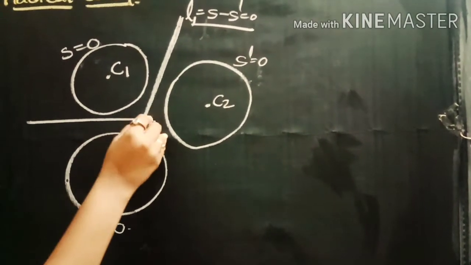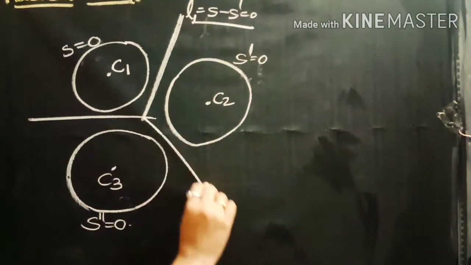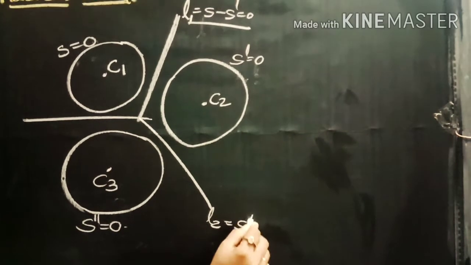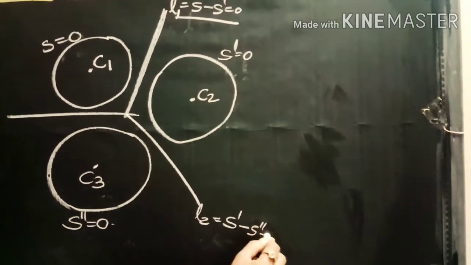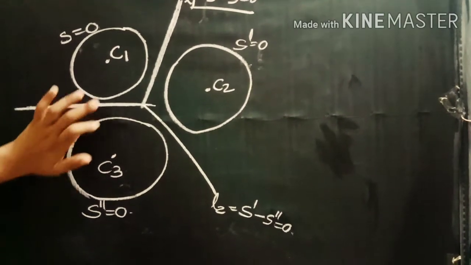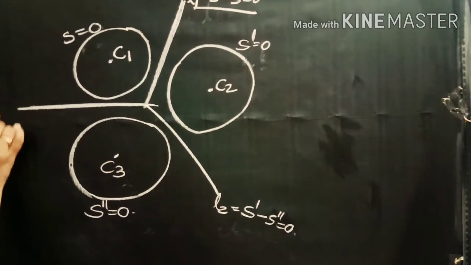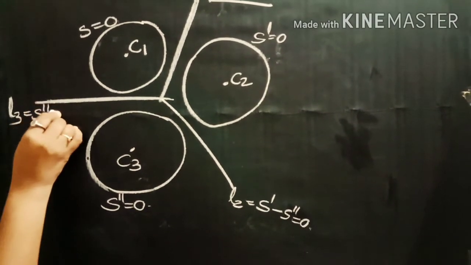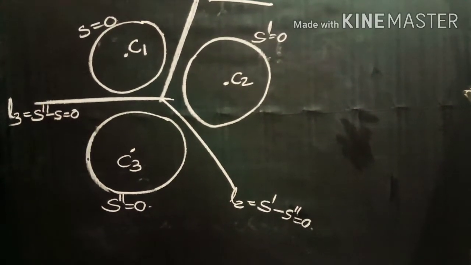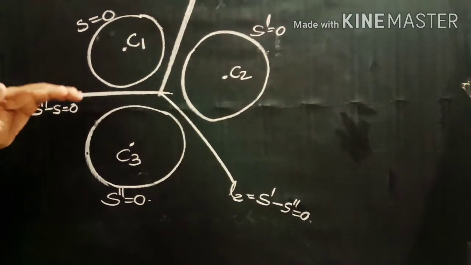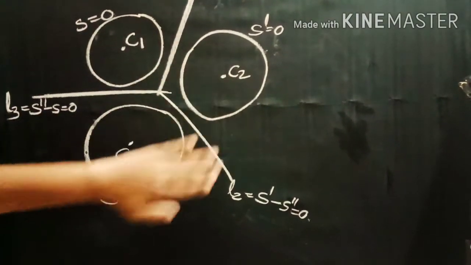Next we take the radical axis of the next two circles, which is L2, and the equation of L2 is S dash minus S double dash equals 0. And this is the third radical axis, represented by L3, and the equation of this line is S double dash minus S equals 0, or S minus S double dash equals 0. These are the radical axes of each two of the three circles.